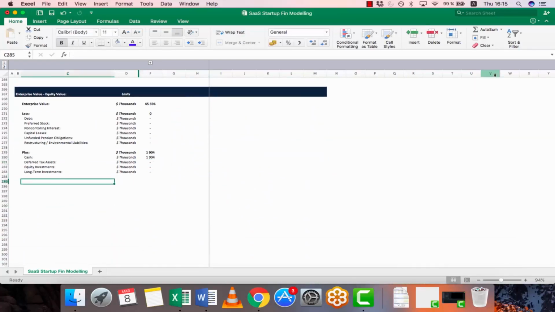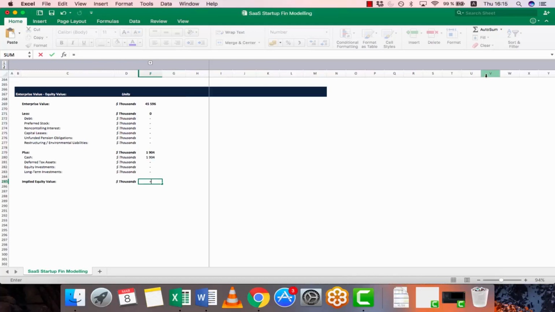We are finally able to calculate our implied equity value. It would be in thousands. So what we have to do is take the enterprise value, subtract the adjustments, and add. So we subtract this one and add this. So here you go. So here we get the implied equity value.